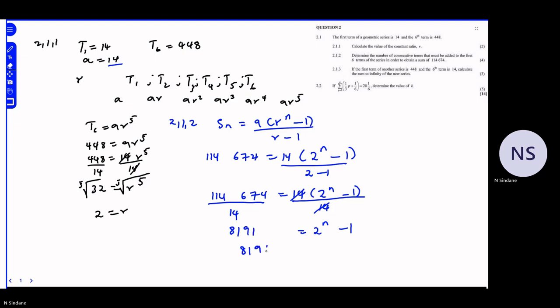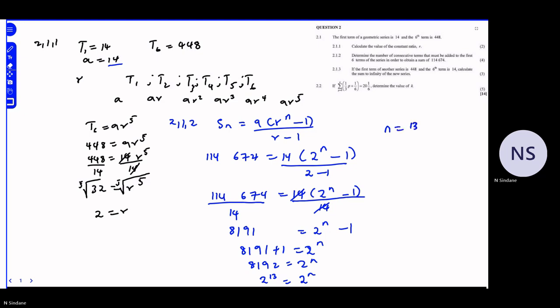Then 8191 plus 1 is equal to 2 to the power n. And then 8192 is equal to 2 to the power n. And then from here, I can say this, it gave me 2 to the power 13. This is equal to 2 to the power n. And then n is equal to 13.